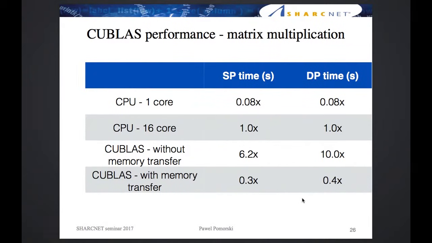However, if I'm keeping my data on the GPU and I'm doing a chain of calculations, and one of these calculations is A times B equals C, well, in this case, I don't have to worry about the memory transfer because I'm keeping my data on the GPU. And if I'm in that situation, then it is this speedup which applies. So in this case, I will be having 6-fold speedup in single precision and 10-fold speedup in double precision over a multi-core CPU calculation, which is quite nice.